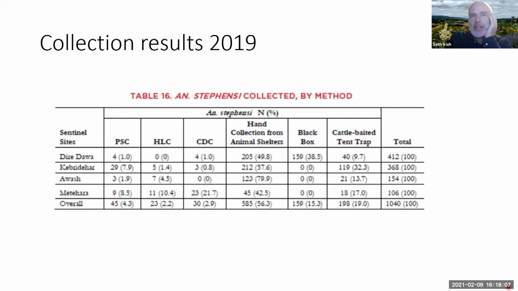are there really that many stephensi out there? But when we compared it to the larval searches, we actually found larvae in quite high numbers in many places. So this is one of our questions: we're still trying to figure out the best way to sample Anopheles stephensi to monitor adult populations in Ethiopia. And that's an ongoing process.